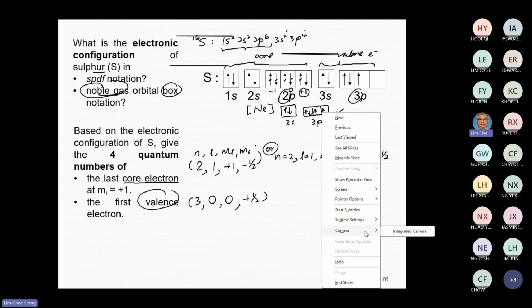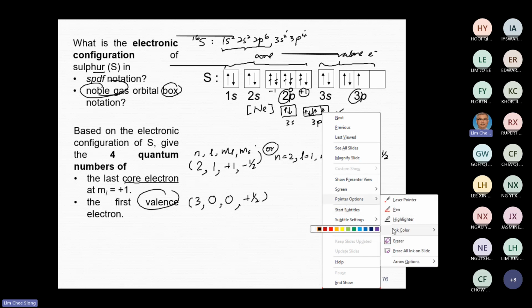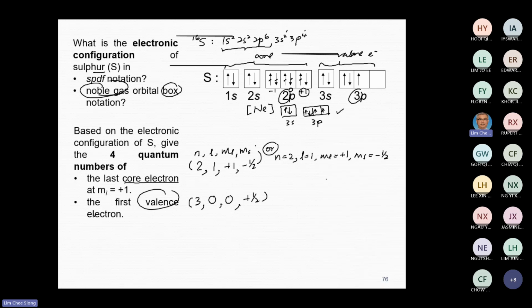Okay, I have to clarify one more thing for you. Listen here, listen. Sometimes some questions give: based on the electronic configuration of S, give the 4 quantum numbers of the first electron of 3p subshell.